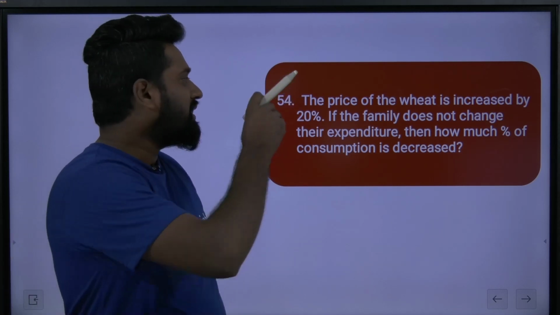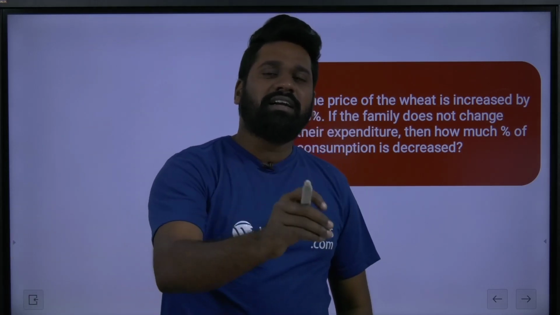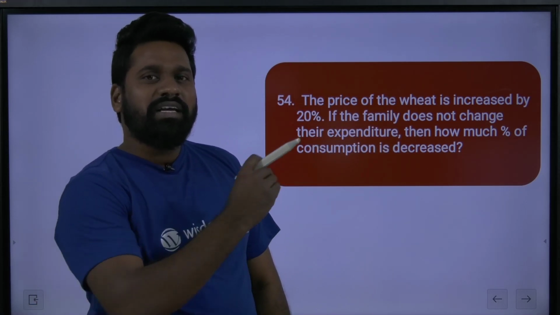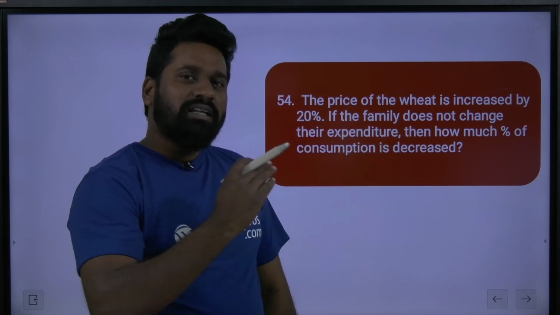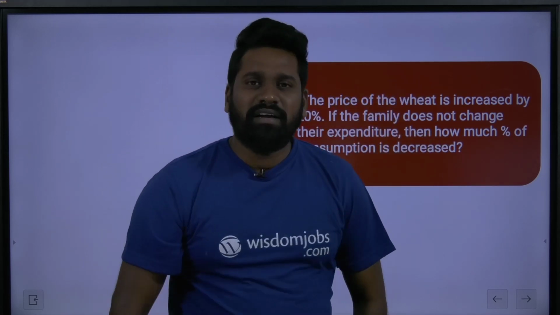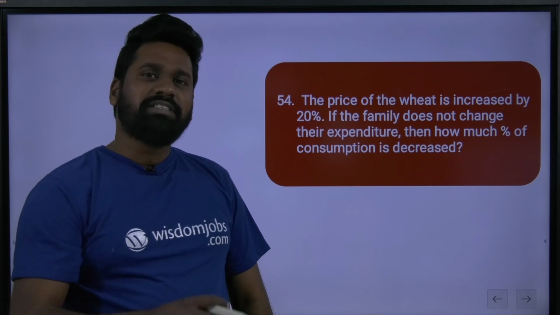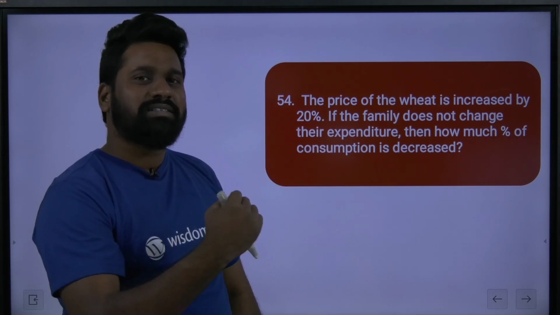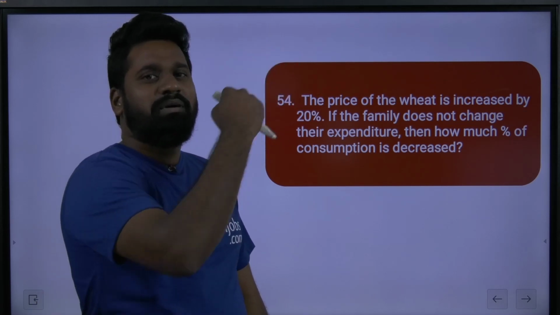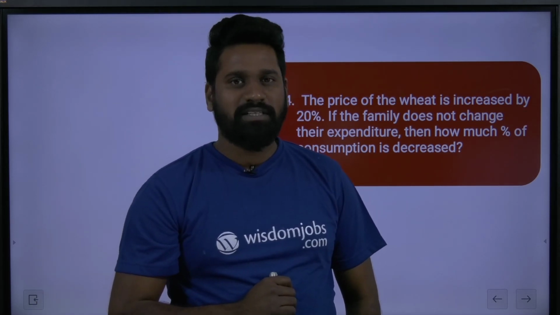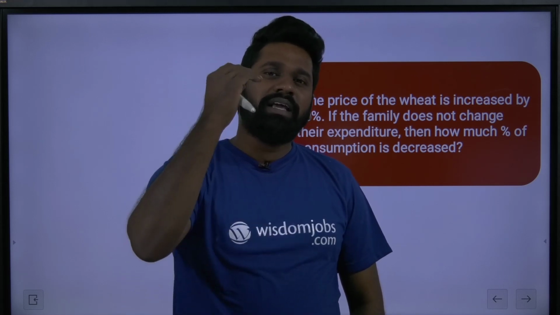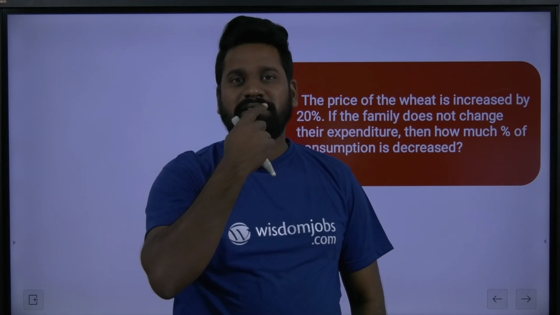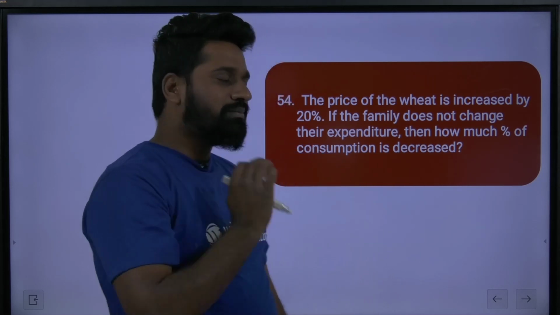The expenditure on wheat should be the same even if the price is increased. Suppose every month they are spending 500 rupees on wheat. If the price is increased by 20%, they are still spending 500 rupees only. If they spend the same 500 rupees, definitely you will get some kgs less of wheat compared with the previous case. Is it clear? So it is asking how many kgs you have to reduce in terms of percentage. How much consumption you have to reduce.